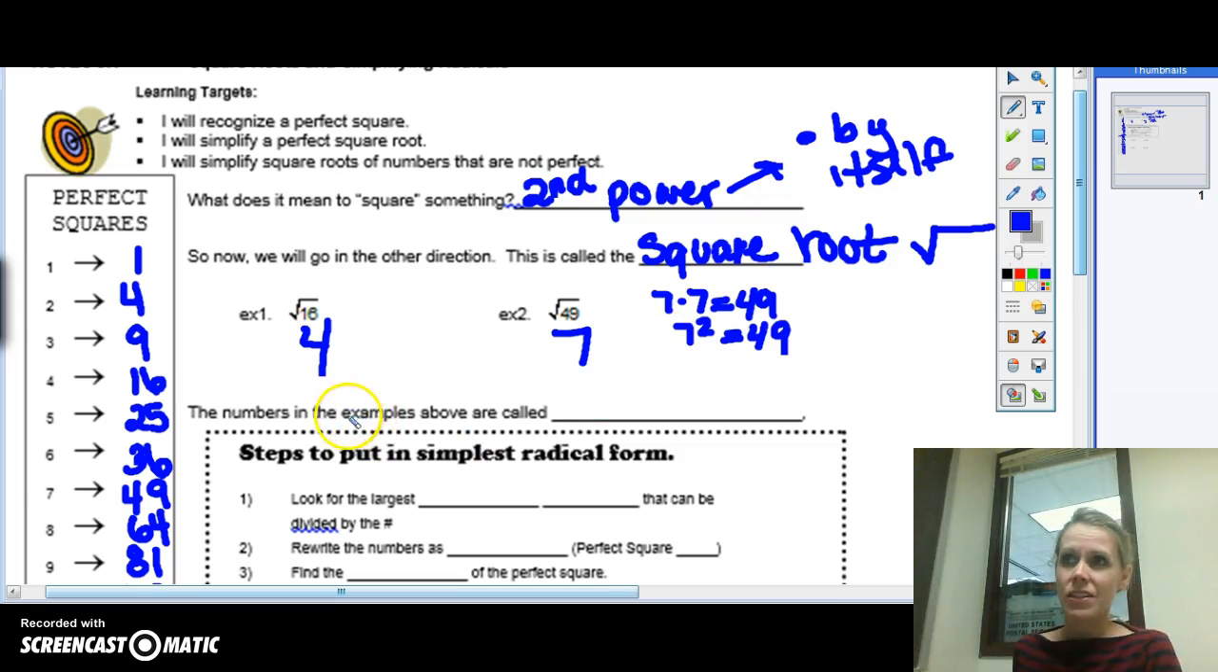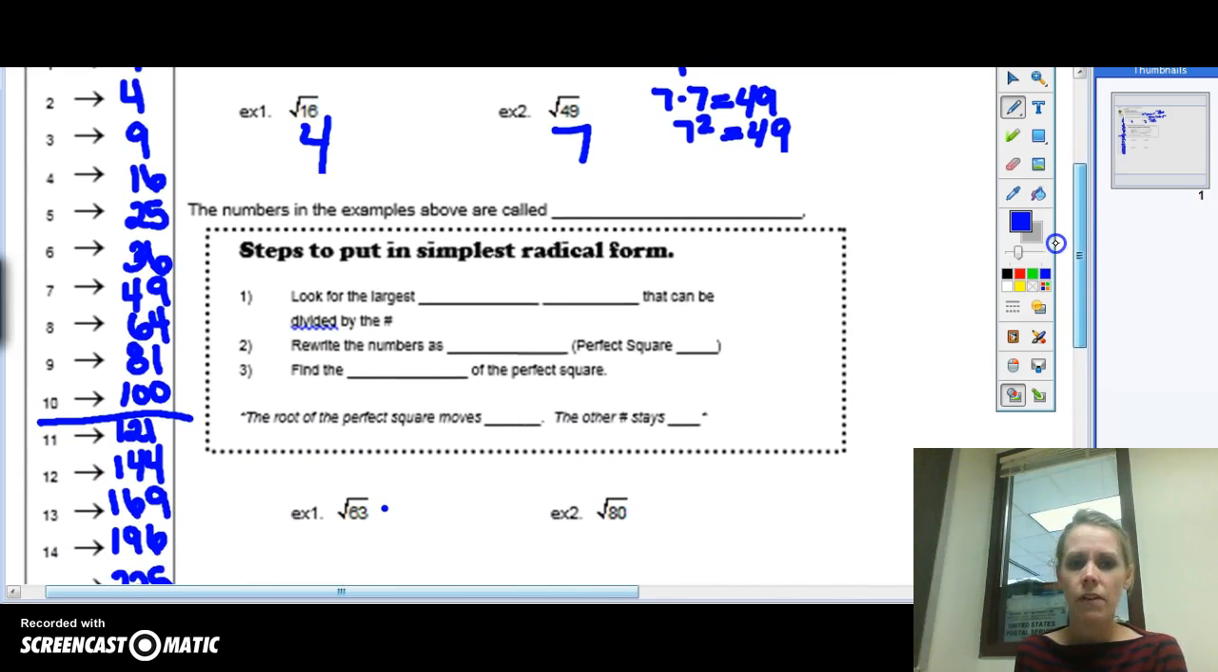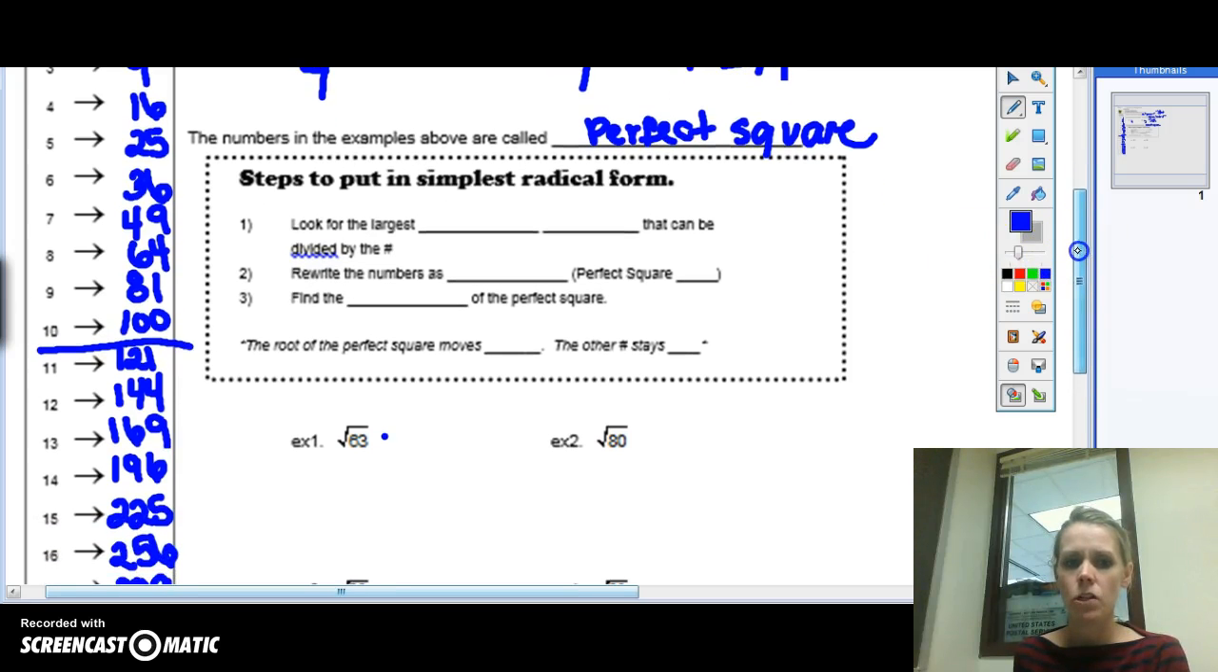All right. So what we're going to do now is simplify things that are perfect. That's when life is good. And then we're also going to simplify things that are not perfect. The numbers here are perfect squares. Life was good. Life was easy. All right. So when they're not perfect squares, I'm going to come back to this in a minute. But I want you to notice something. 63. 63 is not on my blue list over here. So that's when things get a little bit more challenging, but that's what I'm here for. I'm going to teach you how to do it. That's what I do.